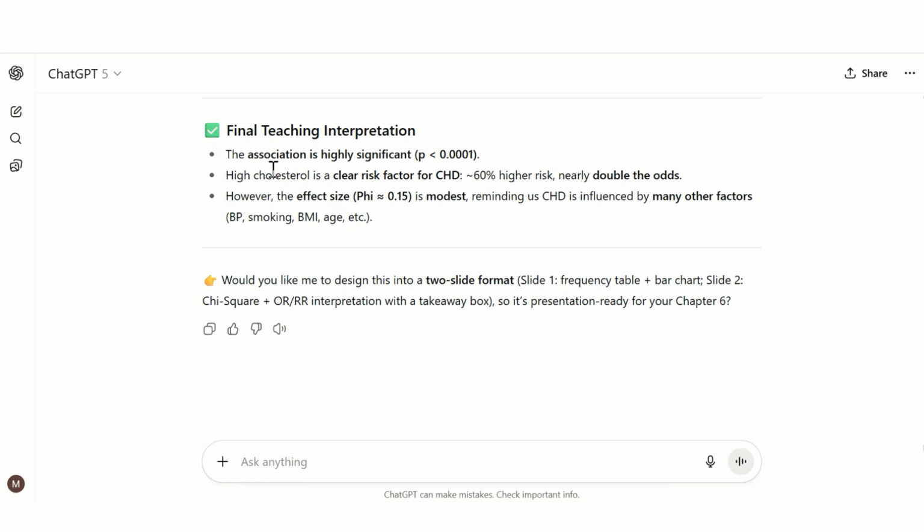And the final interpretation is here. The association is highly significant. High cholesterol is a clear risk for chronic heart disease, almost double the odds. The effect size is modest, reminding us that chronic heart disease is influenced by many other factors, maybe blood pressure, smoking, BMI, age, etc.